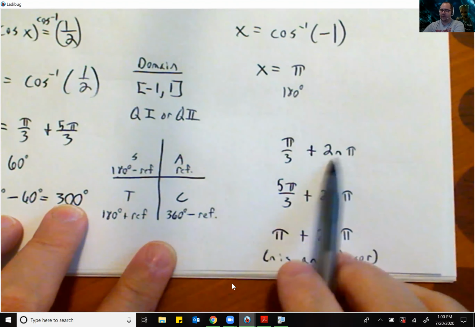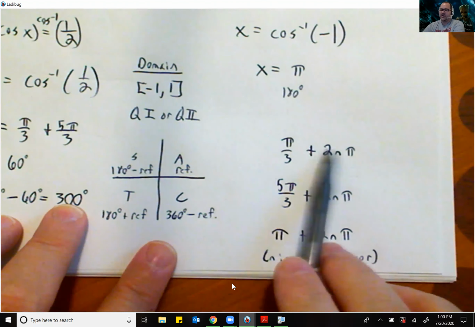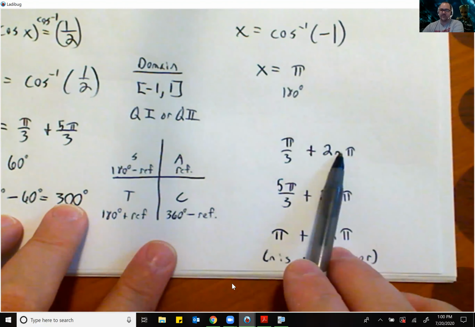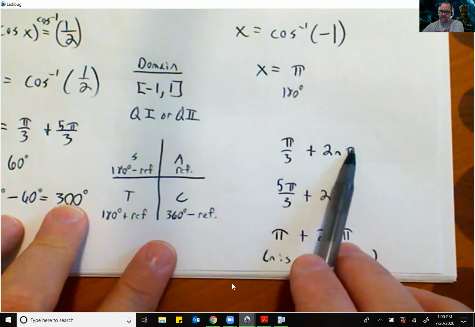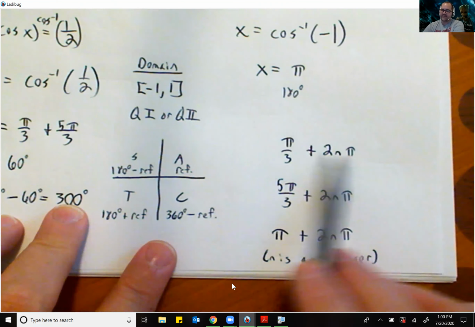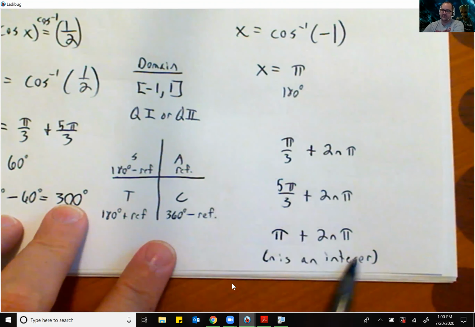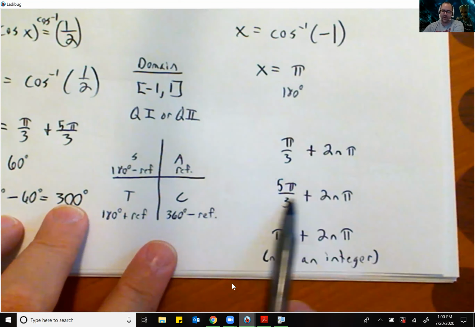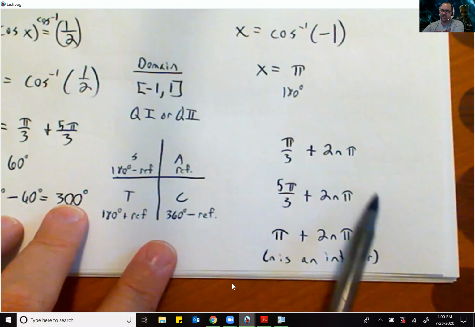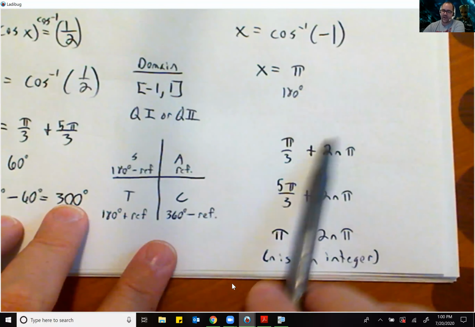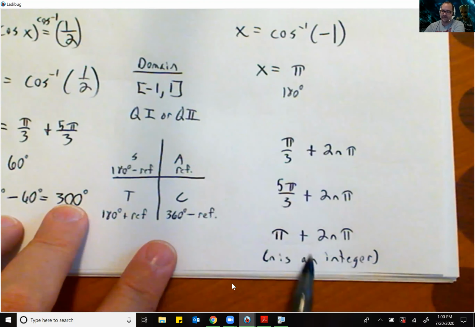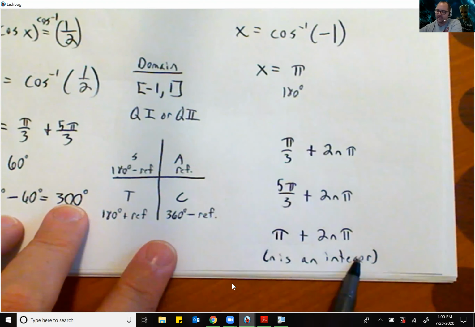So the 2 pi represents the coterminal. The n lets us do the adding or subtracting. If n is positive, we're adding 2 pi every time. If n is negative, because that's what an integer can be, it means we're going to subtract 2 pi. So this right here lets us be coterminal forever, as long as n is an integer. And that's the answer we're looking for.